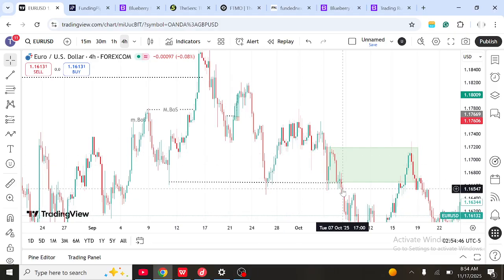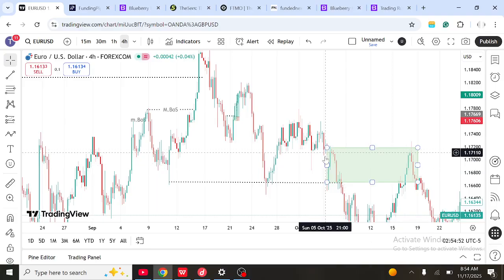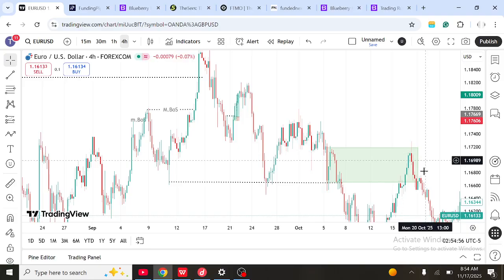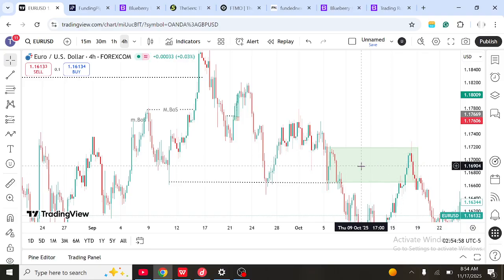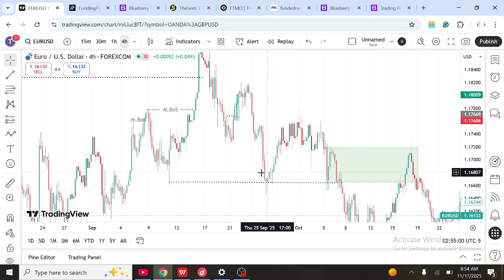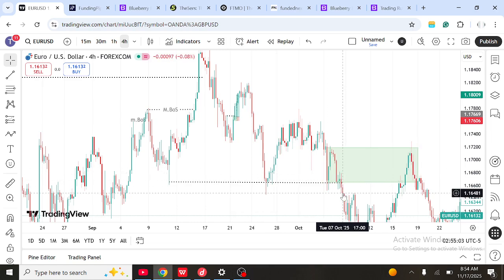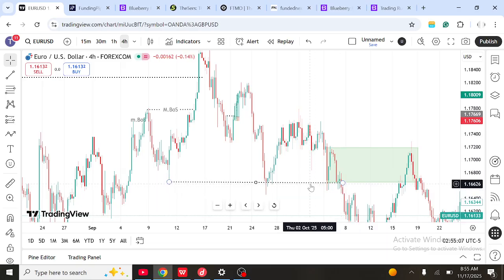So now using change of character. When I see this change of character, all right, I come to this area. So this is my point of interest. This order flow that I map out is my point of interest. Immediately this change of character happens, I am interested in the market because this is where I am looking to take an entry.